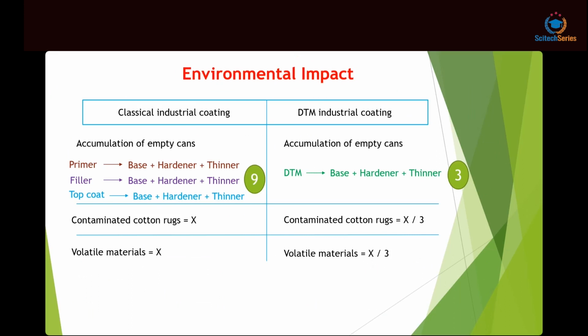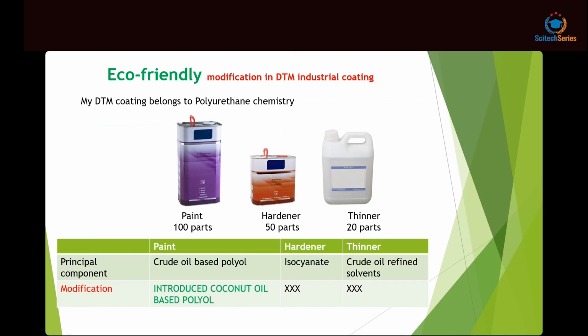Contaminations are very low, and volatile materials also. Let's say this is X, this is X divided by 3. 66% volatile materials. We can save our environment by using direct to metal coating system. All right, okay. The second modification is eco-friendly modification.